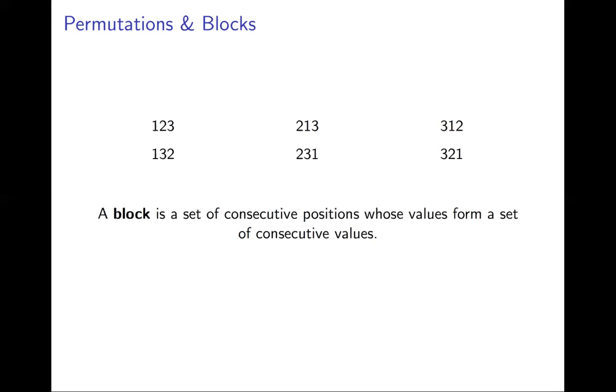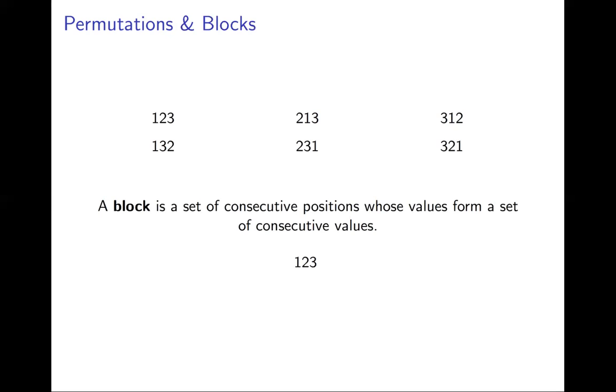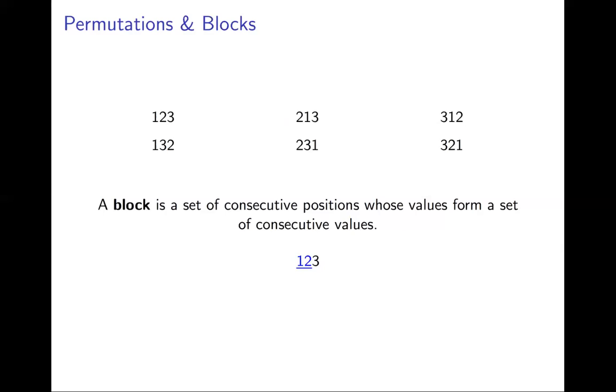There are 6 length 3 permutations, the simplest being 1, 2, 3. And to get the others, we just rearrange the numbers 1, 2, and 3 until we get these 6 distinct forms. Within permutations, we can look at things called blocks, where a block is a set of consecutive positions that also have consecutive values. So in the permutation 1, 2, 3, 1, 2 is a block because 1 and 2 are in consecutive positions within this permutation, and they're also consecutive values because on the number line, 2 comes directly after 1.